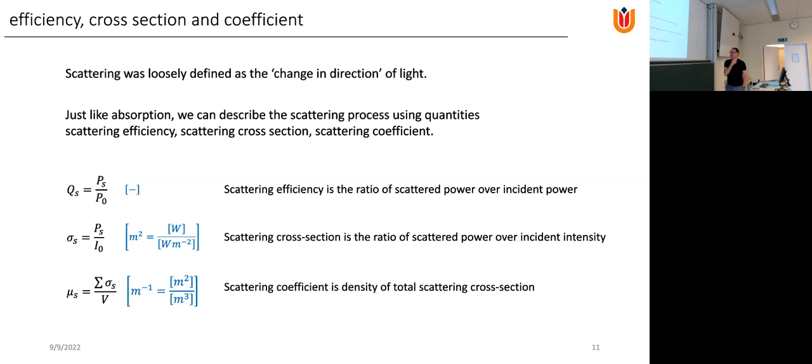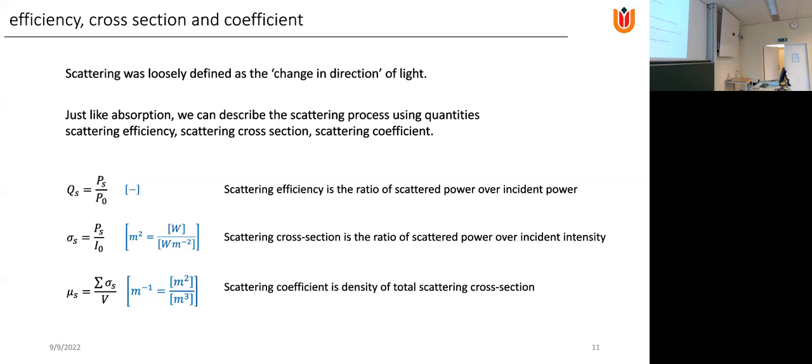And we can define these same quantities. So let's start with scattering efficiency. In absorption, it was the ratio of absorbed power over incident power. For scattering, it is simply the ratio of scattered power over incident power. You can then multiply this scattering efficiency with the geometrical cross section, and you would get the scattering cross-section. And of course, that also means that the scattering cross-section is the ratio of scattered power over incident intensity. Work out the units and you'll see that it figures.